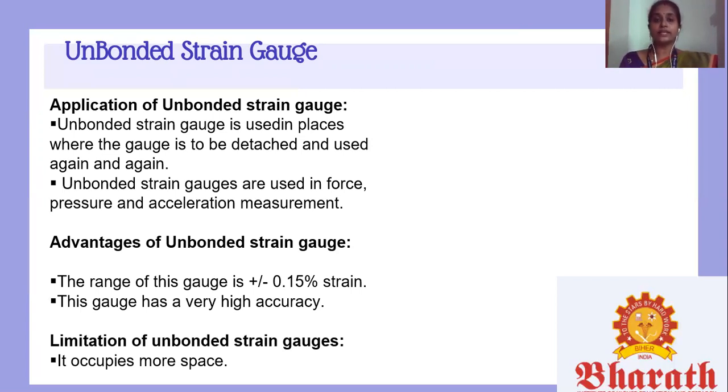Now, coming to the advantages of the unbonded strain gauge, the range of this gauge is between plus or minus 0.15% strain. The gauge has a very high accuracy when compared to other kinds of gauges. Now, coming to the limitations of this unbonded strain gauge, it occupies more space when compared to other strain gauges.